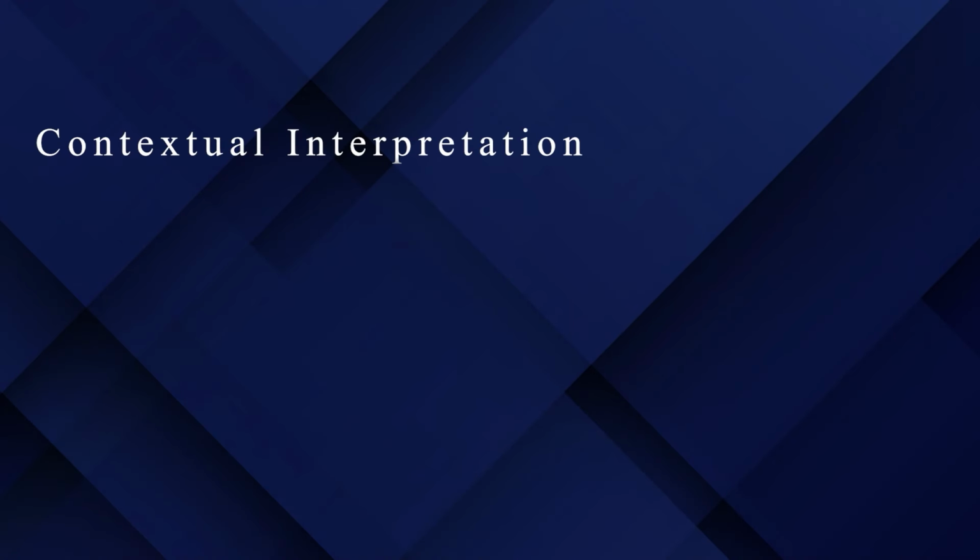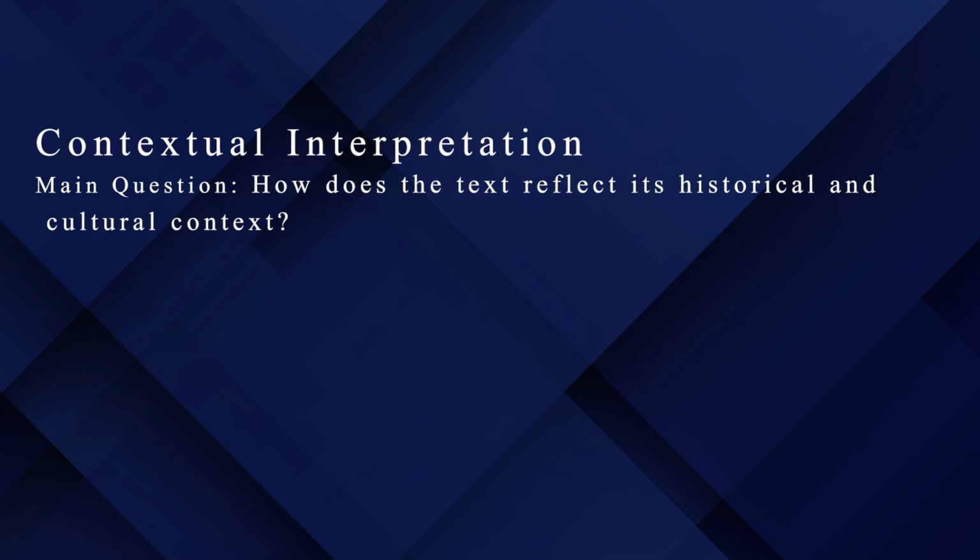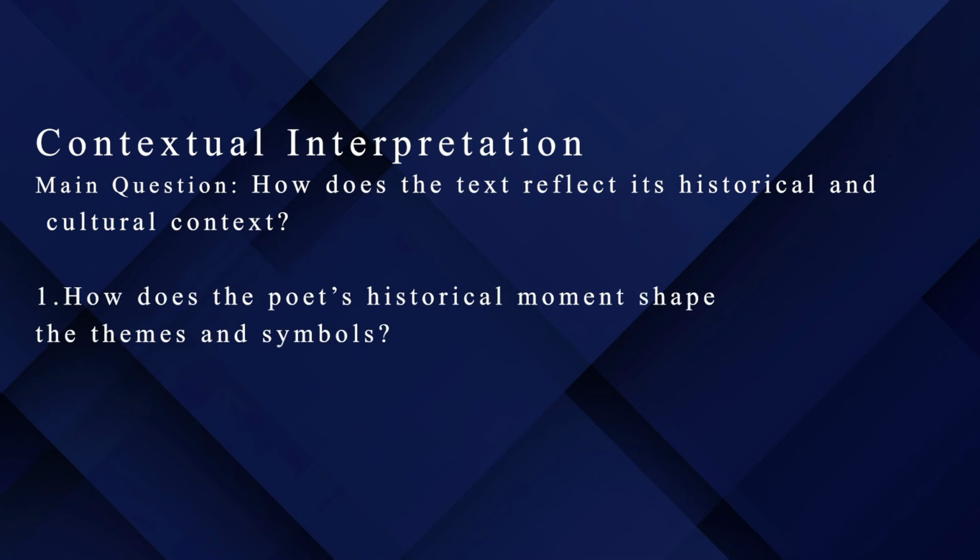Part 4, contextual interpretation. The main question is, how does the text reflect its historical and cultural context? To understand this, you need to answer these 3 sub-questions. Number 1, how does the poem's historical moment shape the themes and symbols? I already explained this previously. You need to understand the history.